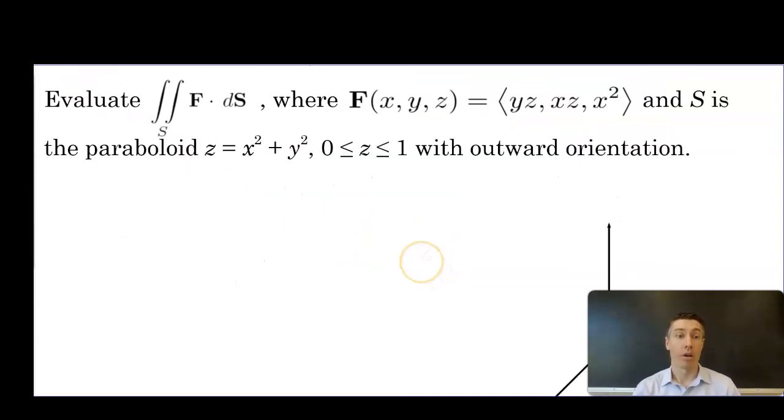Our last example, evaluate the double integral of F dot dS, so that flux integral, where the vector field is yz, xz, x squared, and S is the paraboloid z equals x squared plus y squared, where z is bound from 0 to 1 with outward orientation.